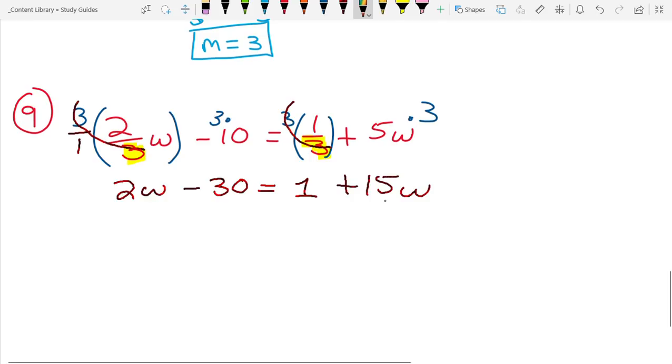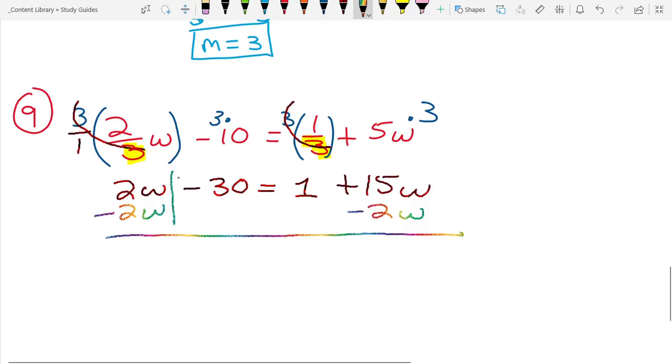So now we've got w's on both sides. So we need to get rid of one of them. It doesn't matter which one. So this time I'm going to say these two w's, I don't want the left-hand side to have them. So if they have two w's and I don't want them to have them, I take them away. And then I take them away from the other side as well. So now notice that I only got rid of this term.